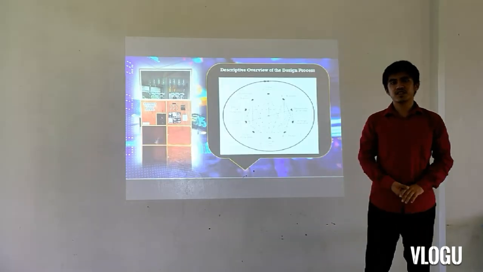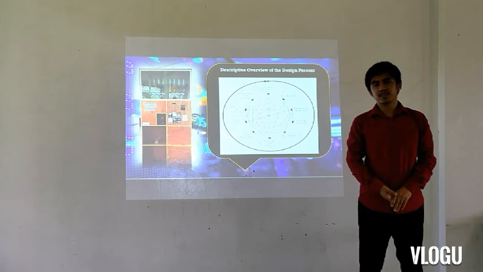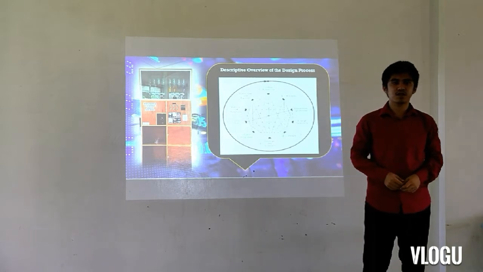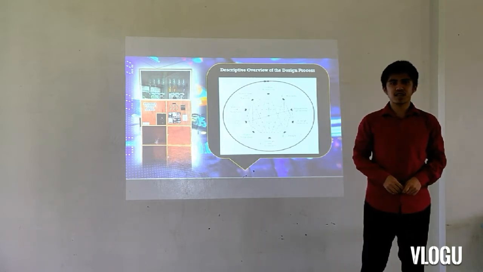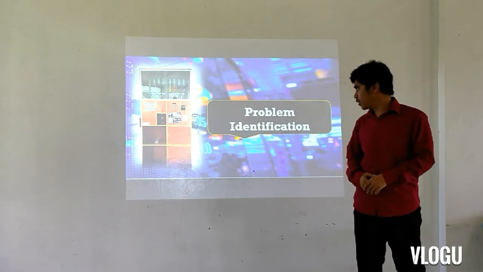So this figure shows the descriptive overview of the design process. The engineering design process was widely applicable to design problems and was given emphasis by Ford and Coulston in their book Design for Electrical and Computer Engineers. So in the design process, we have the following.